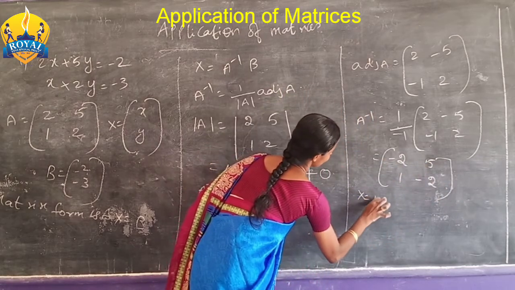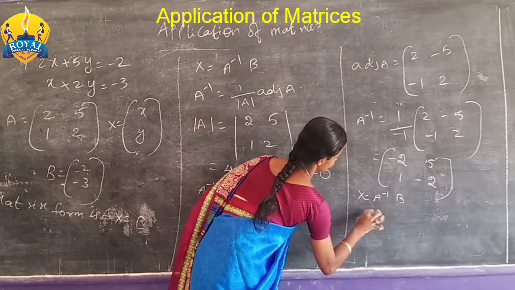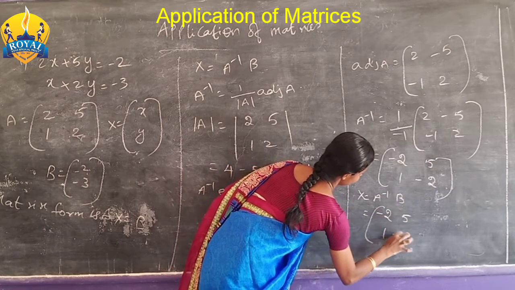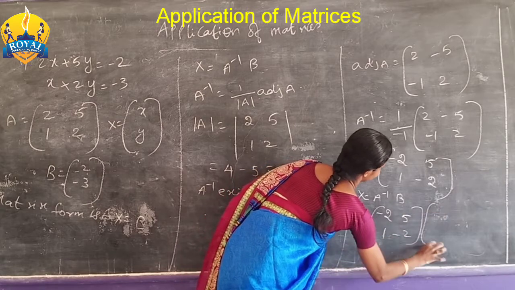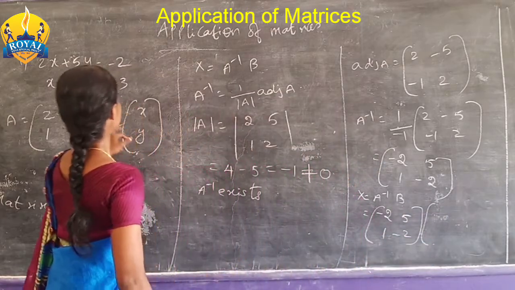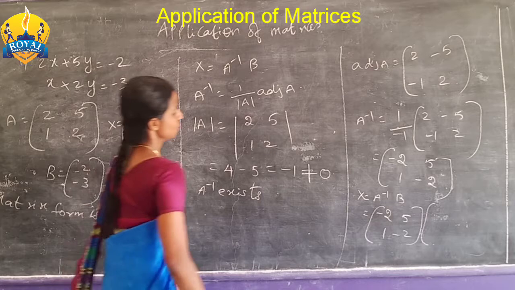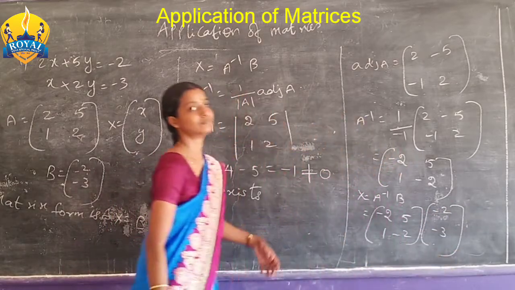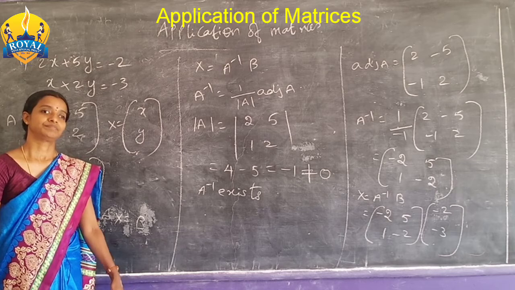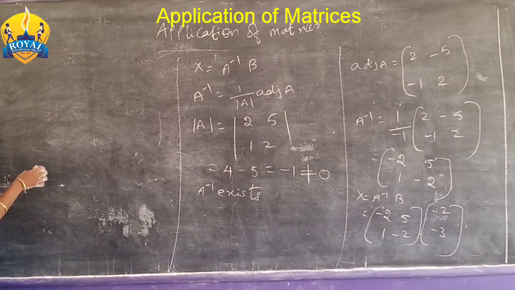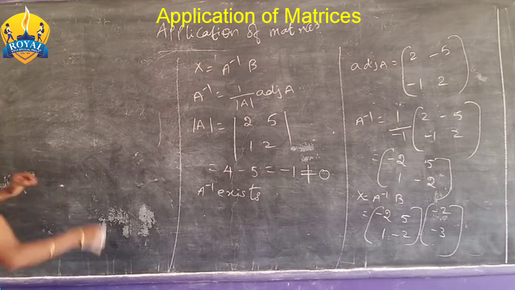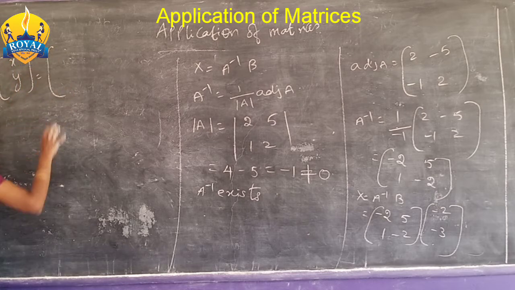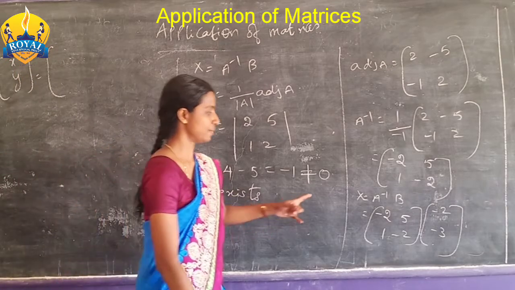Now x is equal to A inverse B. So minus 2, 5, 1, minus 2. I am going to multiply the constant matrix minus 2, minus 3. So my value of x here is x, y equal to, I am going to do row column multiplication.